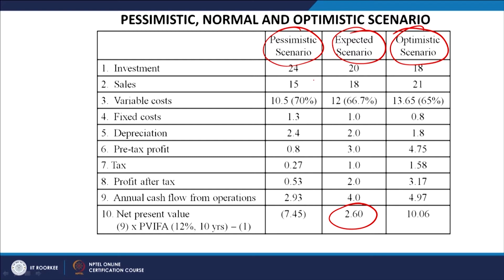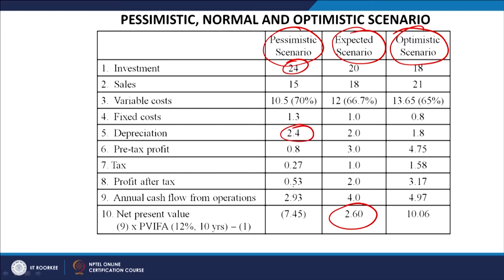So, investment is not 20, the investment we are expecting is 24. Sales are not 18, sales are expected to come down to 1.5 crores, or maybe 15 million. Similarly, variable cost we are not expecting to be 66.67%, but 70% of the sales. Fixed cost we are expecting to go up by 0.3 million, so it is not 1 million but 1.3 million. Depreciation will automatically change, because when the investment changes depreciation will also change.